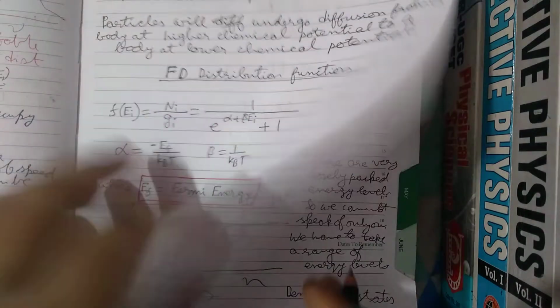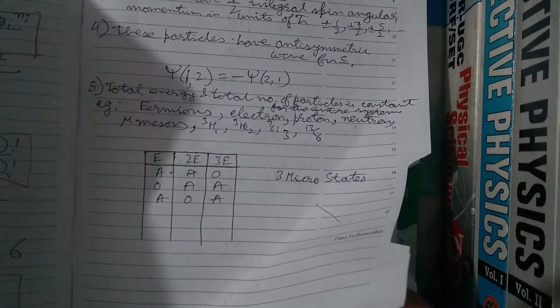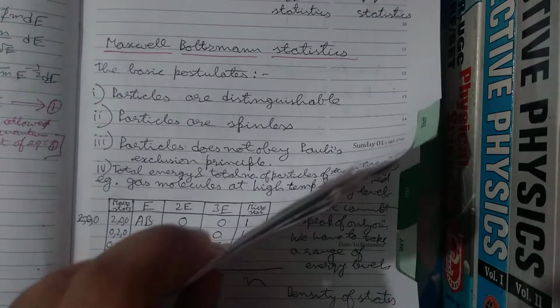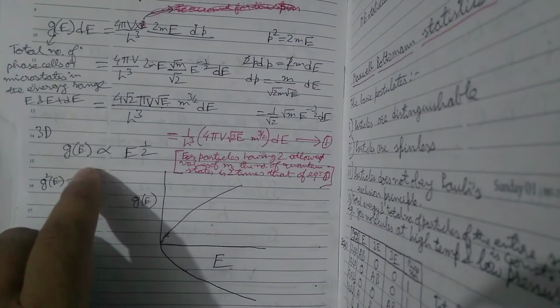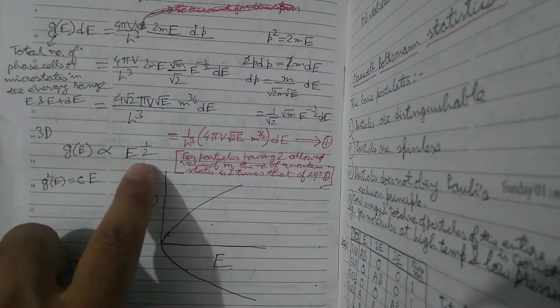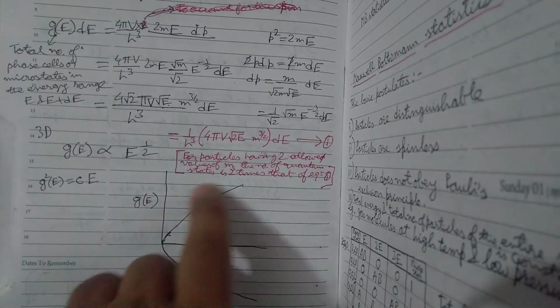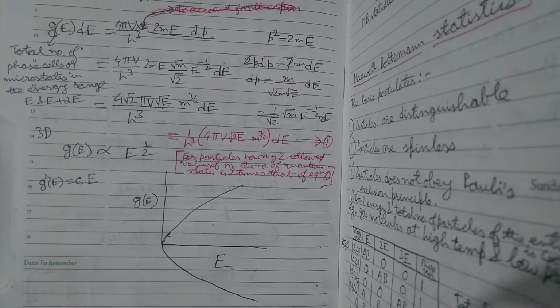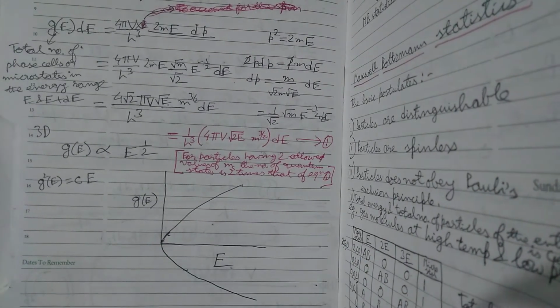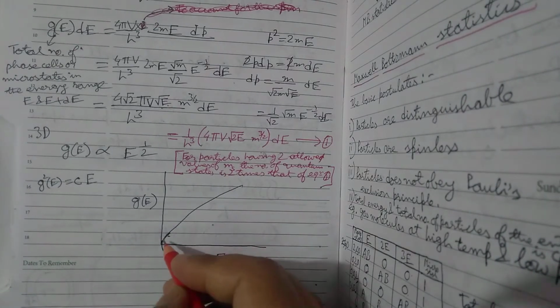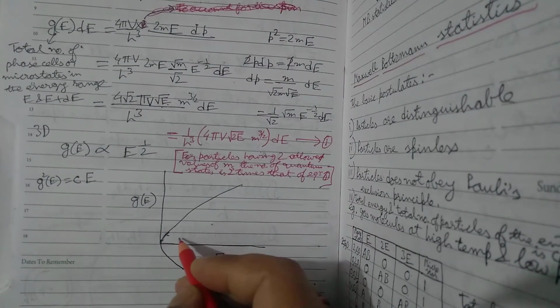From there you can observe that this g(E), I'll write it in short as DOS, density of states, is proportional to E to the power half. And what is the graph? It will be like this. A saturation kind of thing will come. It will be like this.